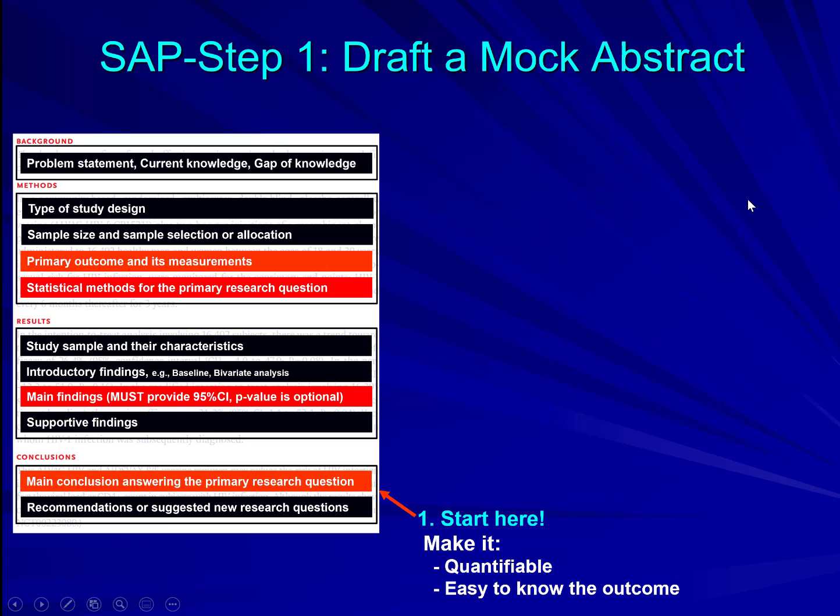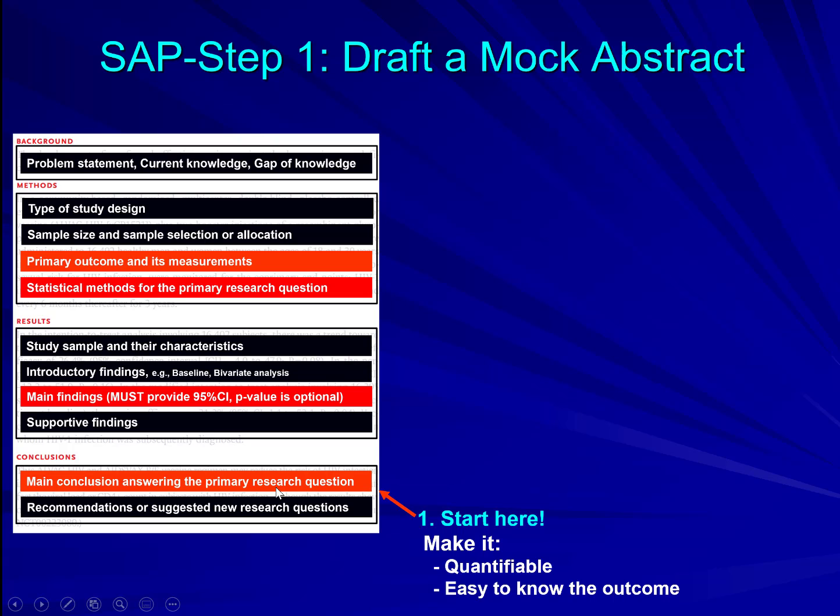Step 1 we will complete in this lecture, about the draft mock manuscript. As I always emphasize, start here. So start at the conclusions. Make it quantifiable and easy to know, easy to think of what is the outcome or the endpoint or the dependent variable. With these two things in mind, we will have a good conclusion.